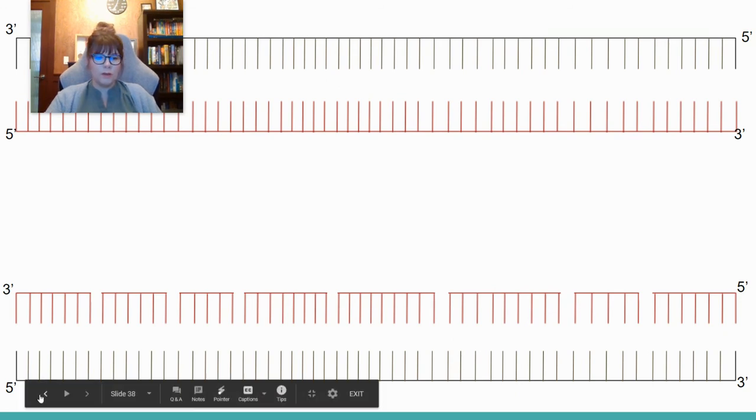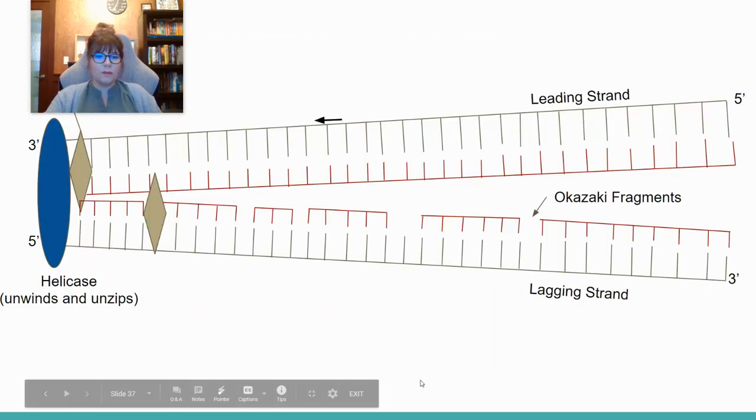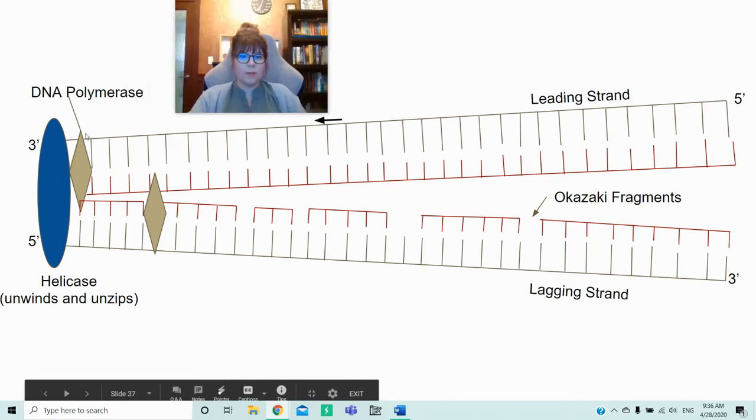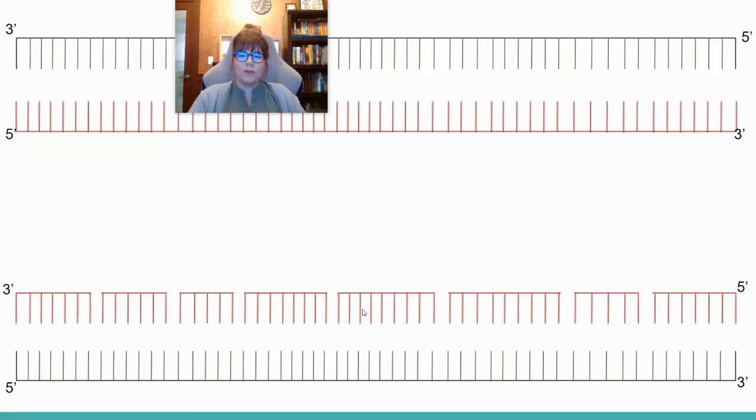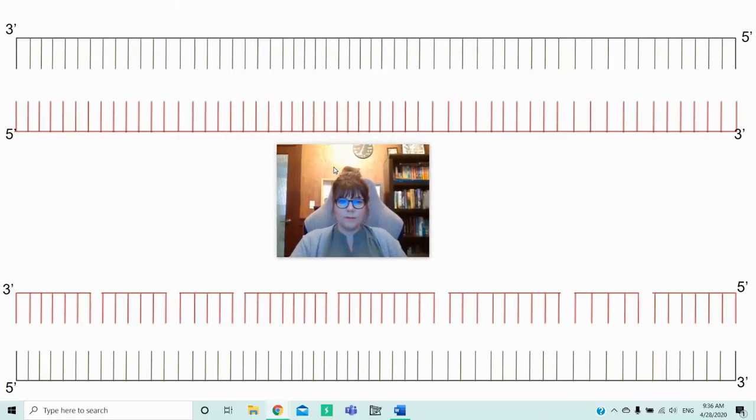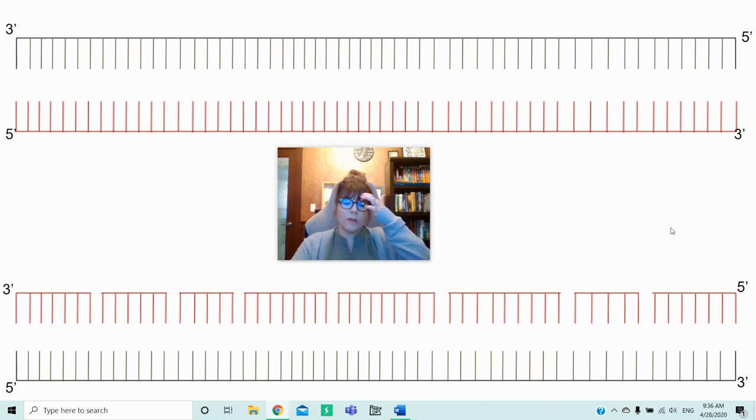So picture 3 looked like this, with your DNA polymerase still labeled. DNA polymerase here, helicase, all your sections of Okazaki fragments, and one perfect leading strand. Your very last picture, or your picture 4 here, is going to look something like this. So the Okazaki fragments are on the bottom, and you have your full complementary strand for your leading strand up here.